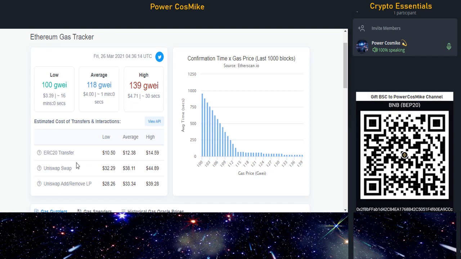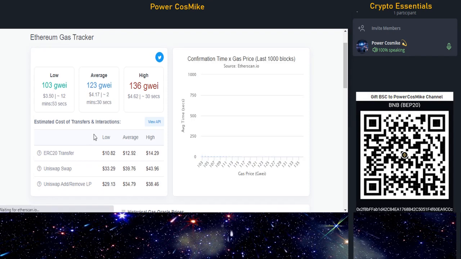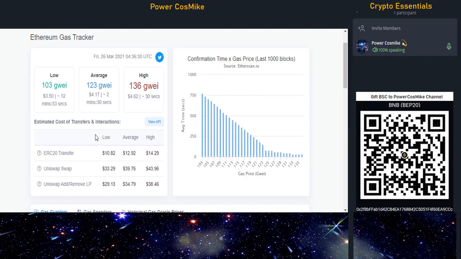And better yet, it even shows you what the costs are when it comes to a basic transfer or a Uniswap interaction, which a lot of people use. It's one of the most popular dexes in the crypto space. And this is essentially a real-time tracking of this. And as you can see, it shows a low, average, and high. So why are there these differences here? Why are we showing a low, average, high?